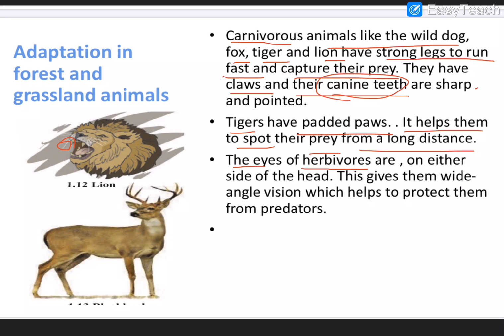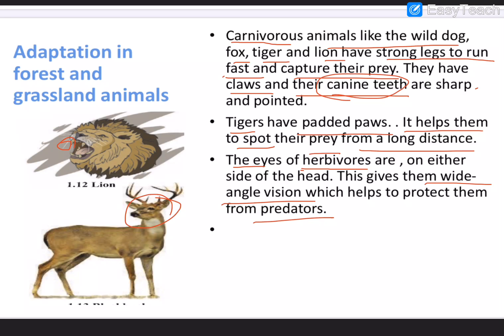The eyes of herbivores are on either side of the head. Herbivorous means animals that eat vegetation, like deer, which eat only vegetation, plants. So they have eyes on either side of their head, which gives them wide angle vision, so they can run away and protect themselves from predators like lion, tiger, fox, etc.